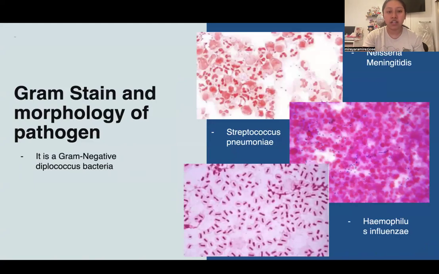And here, I put some examples of the morphology of the Gram stain of these bacteria. It's a gram-negative diplococcus bacteria. The first one is Neisseria meningitidis, the second one is Streptococcus pneumoniae, and the third one is showing Haemophilus influenzae.